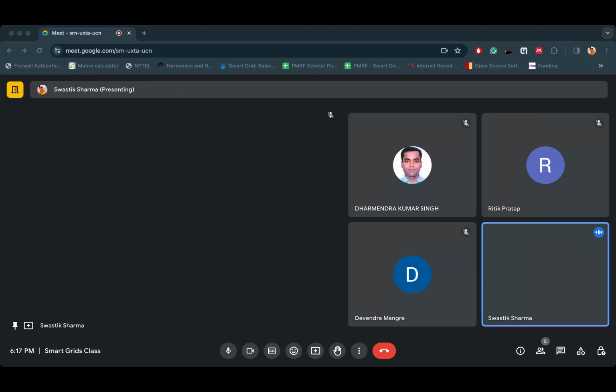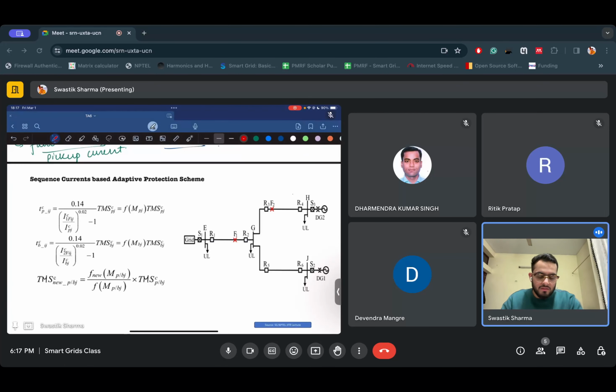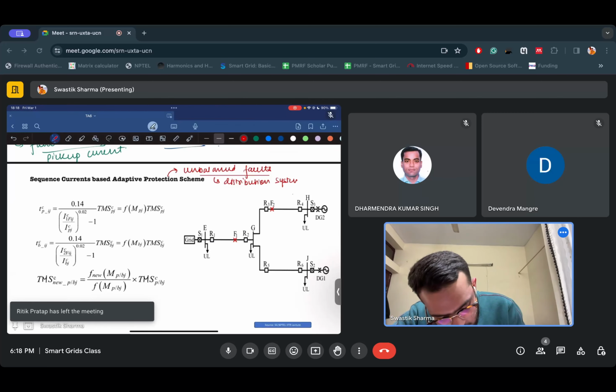To sense the direction, the researchers at IIT Roorkee, because this course is being taken by Professor Premlata Jena and NP Padhy, belonging to IIT Roorkee, came up with this sequence currents based adaptive protection scheme, which is applicable to unbalanced faults only. I'll tell you more about why it's unbalanced faults only. But because distribution systems are mostly unbalanced, this is a perfectly good assumption, right?